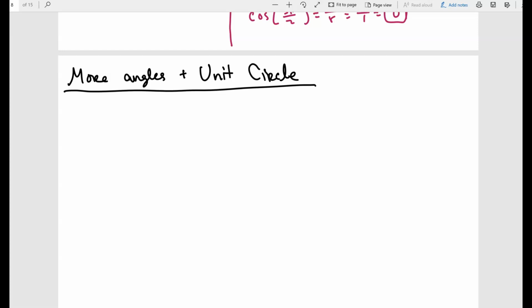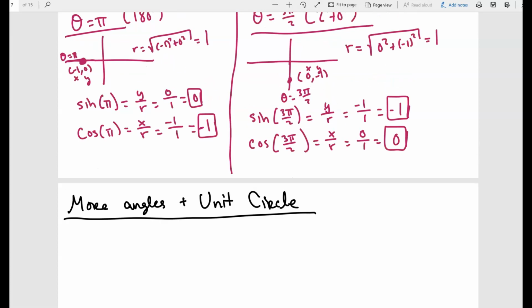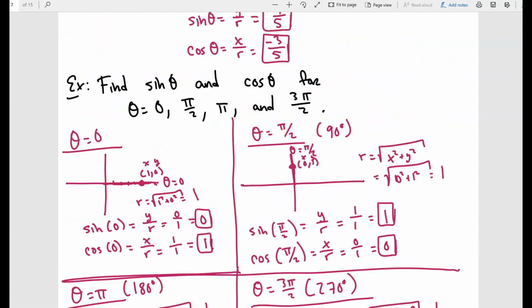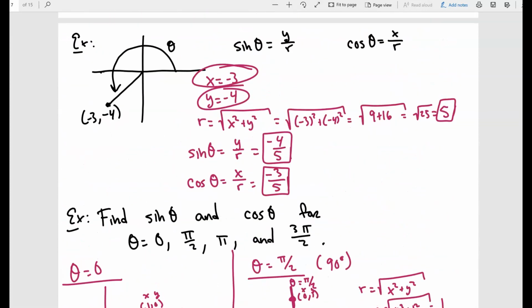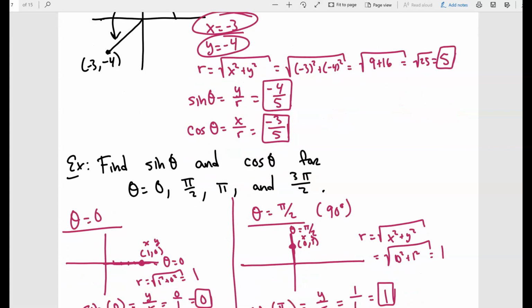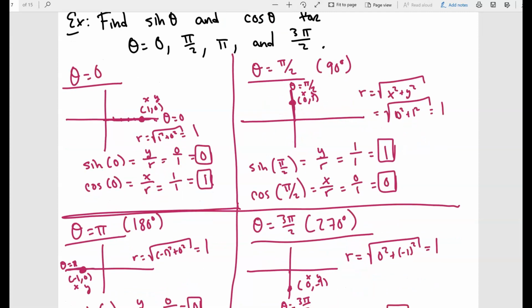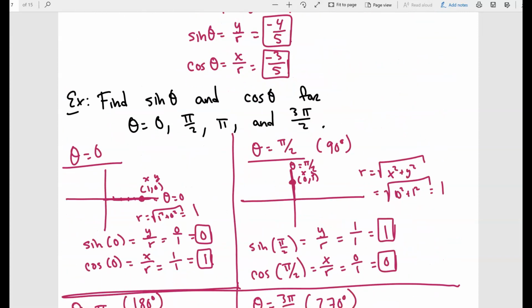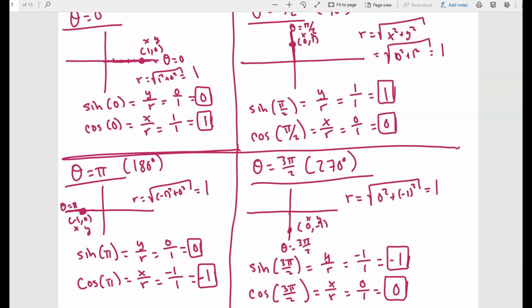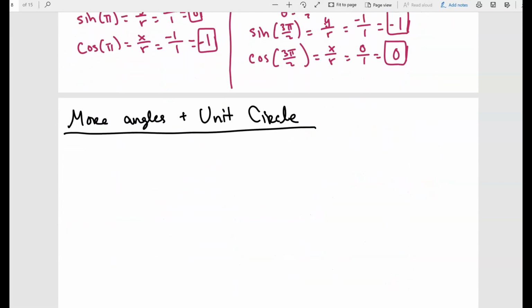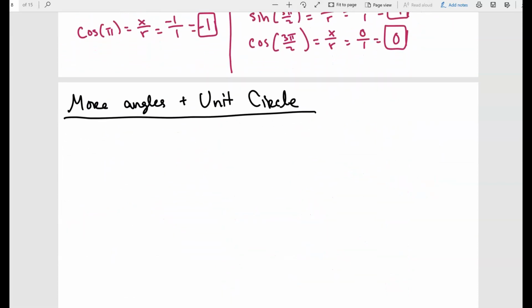So in the previous video, we did a lot with sine and cosine. We've talked a little bit about what cosine and sine are, how you find the values of r, and finding the sine of theta and the cosine of theta using the formulas, and also, given some angles, figuring out what they are. Okay, so let's continue with a little bit more questions like that.